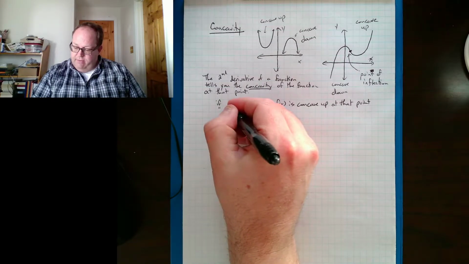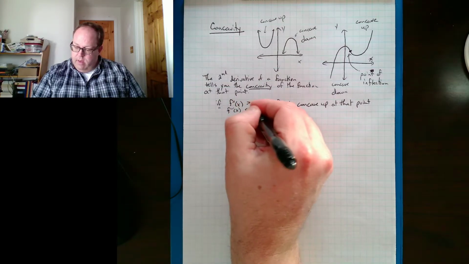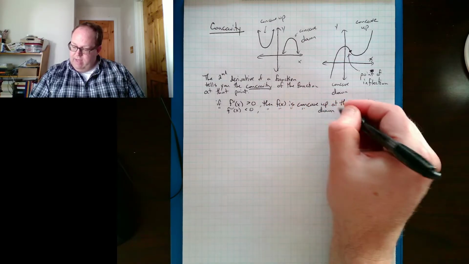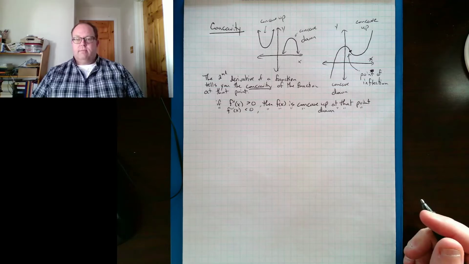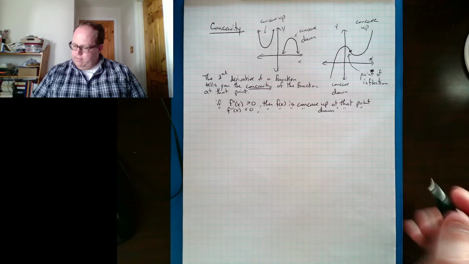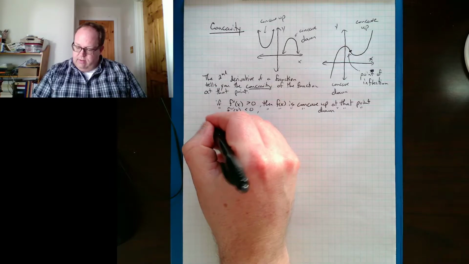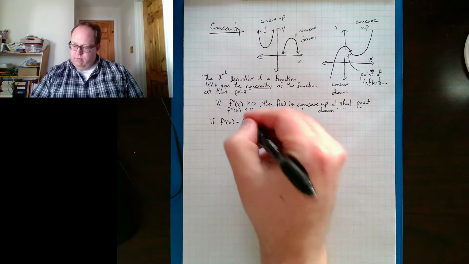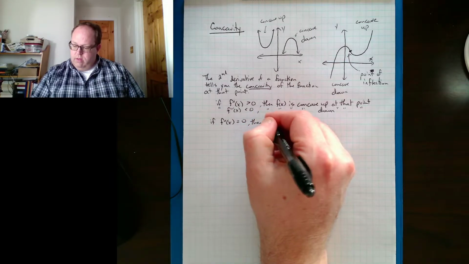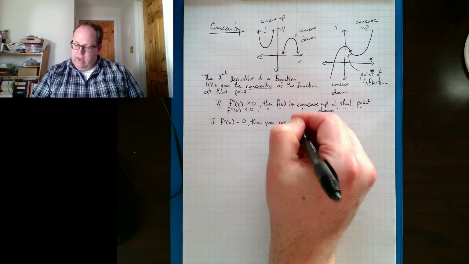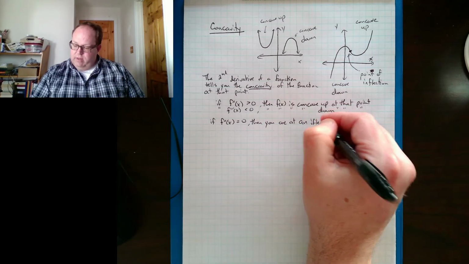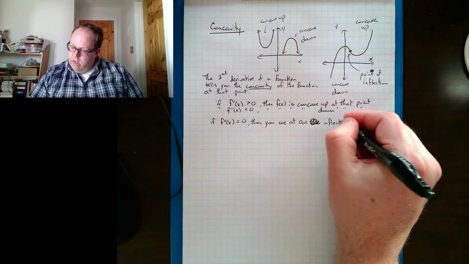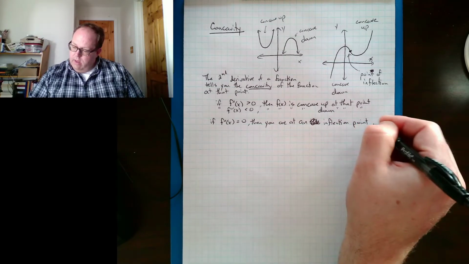Likewise, if it's negative, then the function's concave down at that point. And if your second derivative equals 0, then you are at an inflection point of f of x.